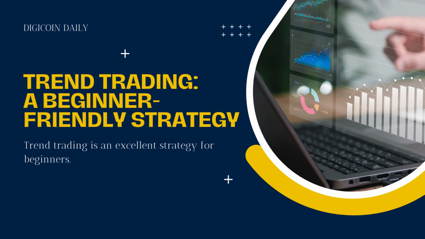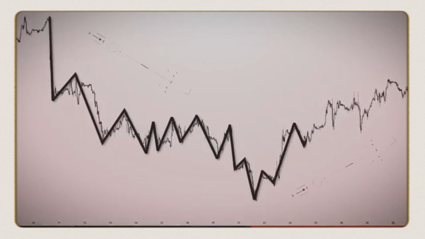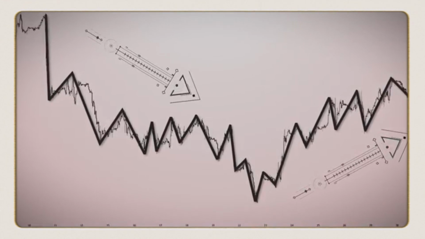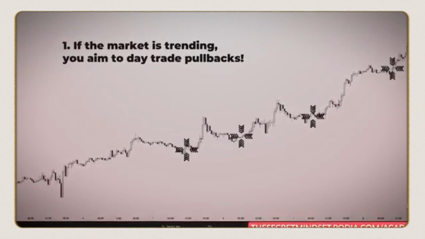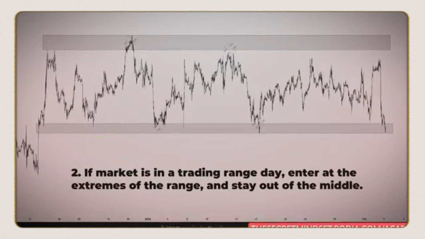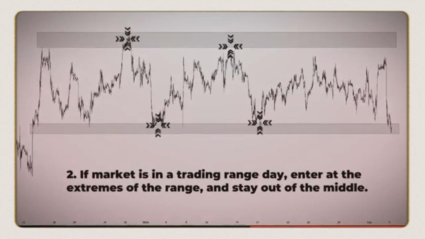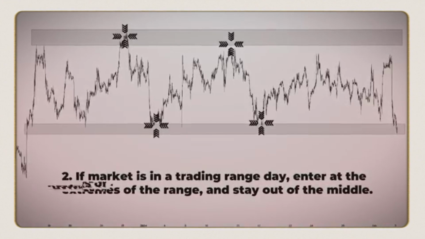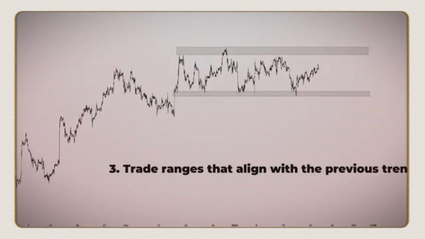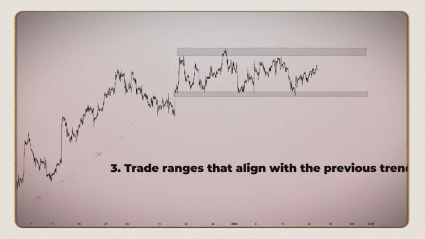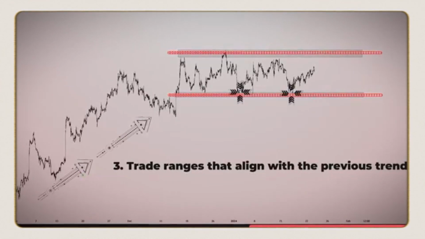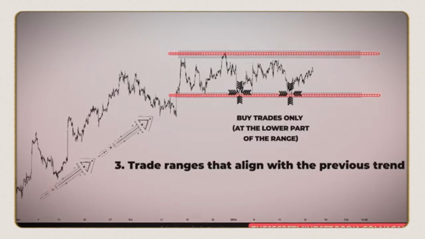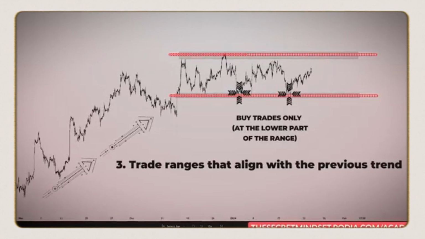Trend trading, a beginner-friendly strategy. Trend trading is an excellent strategy for beginners. Its simplicity makes it powerful, especially for those new to trading. When the market is trending, day trading pullbacks is your best option. On range-bound days, enter trades at the extremes of the range, avoiding the choppy middle. It's even safer to trade ranges that align with the prior trend. For instance, during a consolidation following an uptrend, focus on buy signals at the lower end of the range. You're still trend trading, but in range-bound conditions.